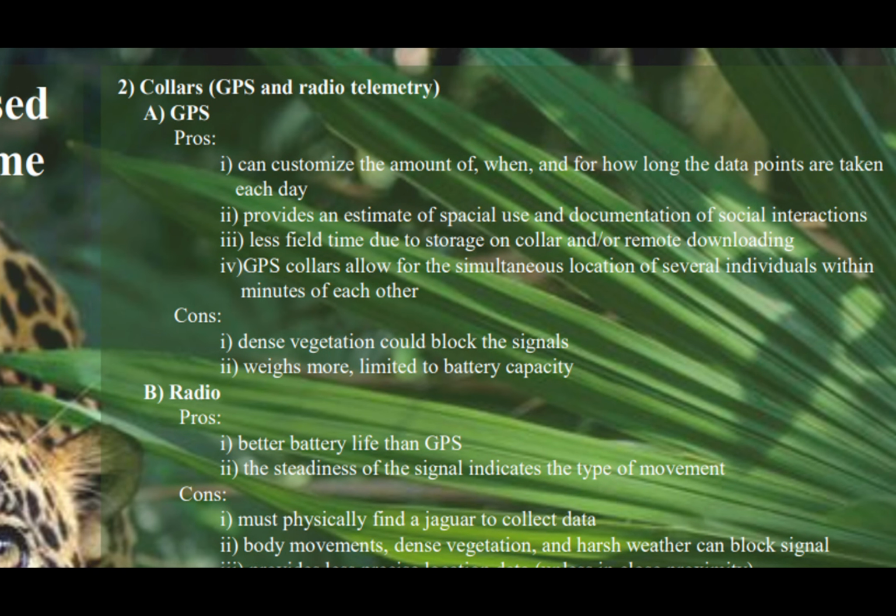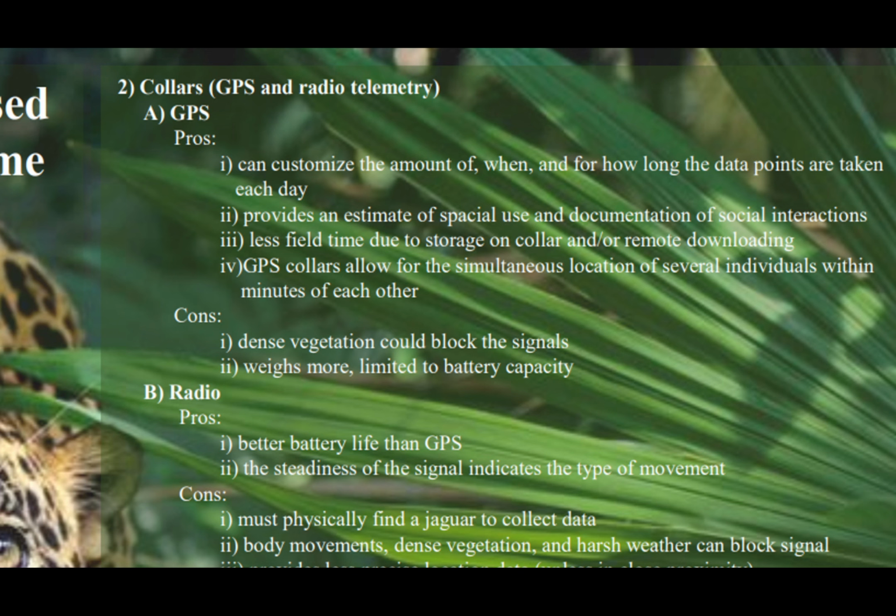Another effective method to track animals can be through collars in the form of Global Positioning System, GPS, or radio telemetry. With GPS, they could be pretty customizable. You could customize the amount of data points that are taken, when they're taken, and for how long they're being taken through each day. So, for example, you can set the collars to take 40 data points at dawn and dusk for 3 hours each day.